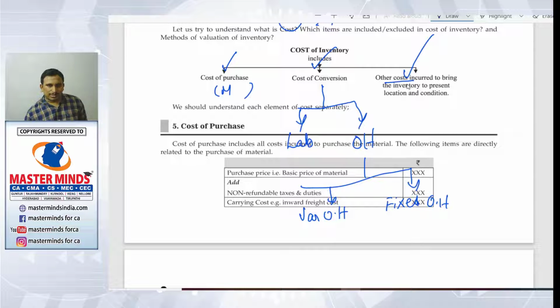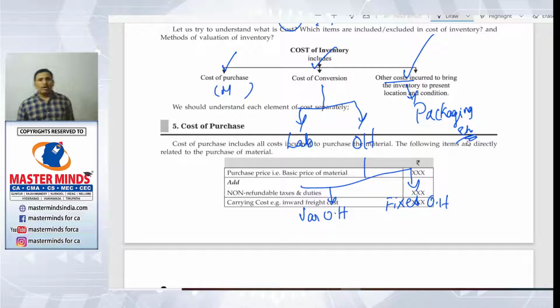Other costs means there are some things which are required to make it ready for sale. Let us say packaging expenses. I'm just giving an example. A very good example is packaging. Packaging and such are required to get it ready for sale. So whenever we say cost, it comprises three parts: cost of purchase, cost of conversion, and the other costs.